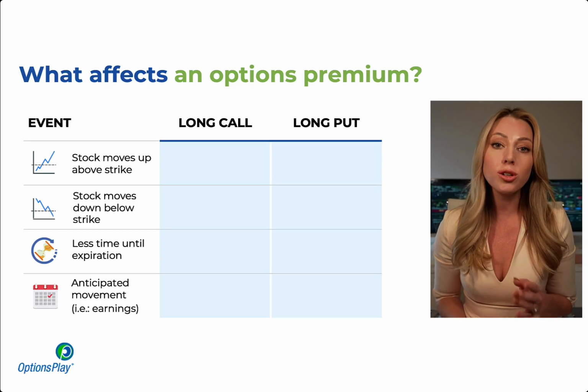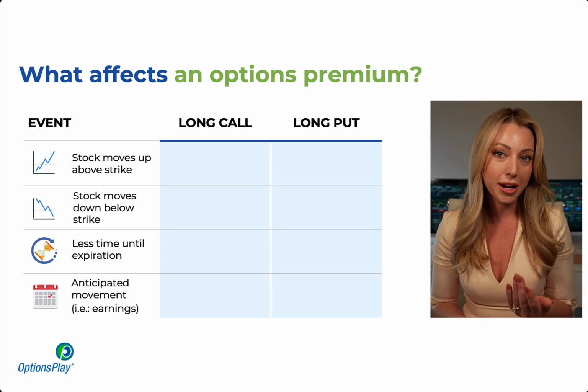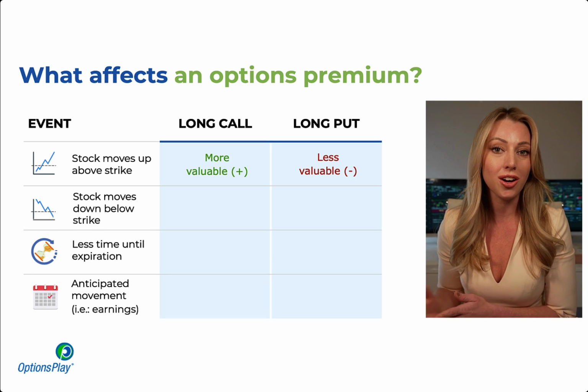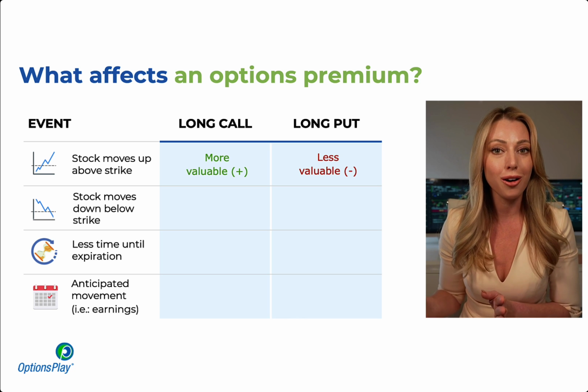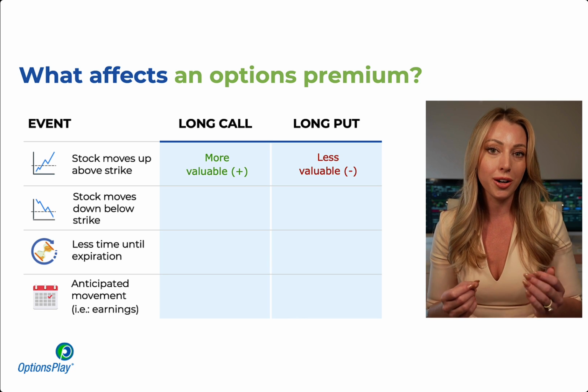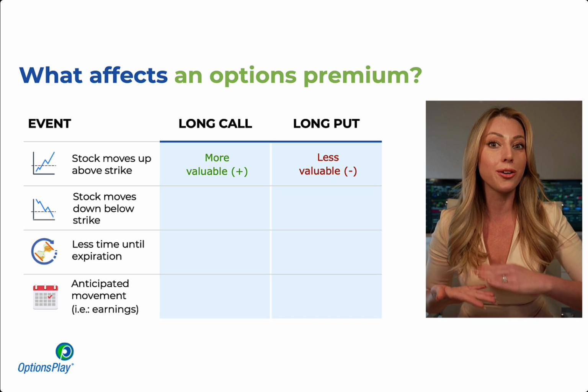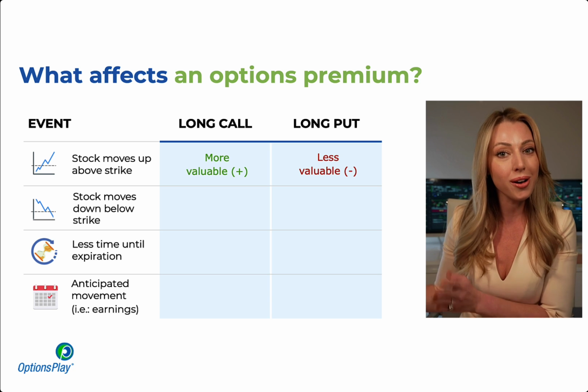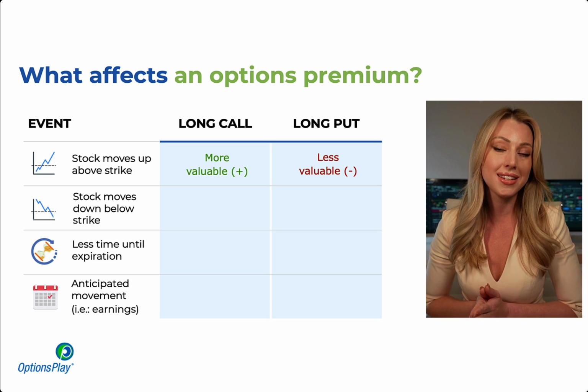I'm going to explain to you the option Greeks without even using one of the Greek words. This is because we're going to look at the events that affect an options premium. Let's look at a long call versus a long put. If the underlying security moves above the strike price, this has a positive effect on a long call and a negative effect on a long put. That makes sense, because the long call contains the right to buy. If the underlying security is higher than the strike price, or that agreed price that we can buy at, the long call is going to be more valuable. And of course, the long put is going to be less valuable because it contains the right to sell.